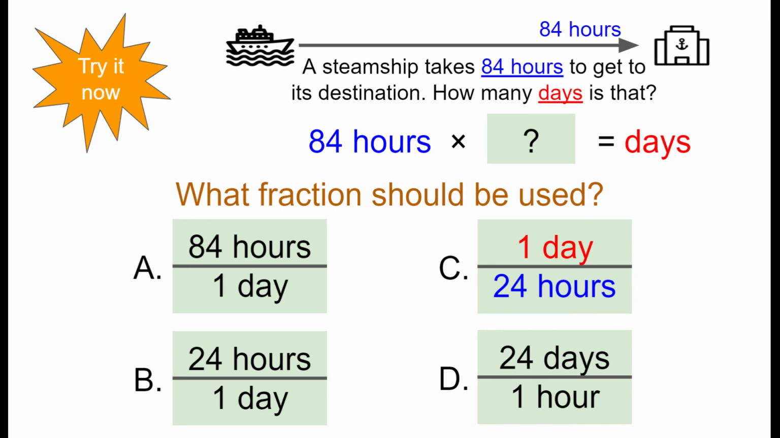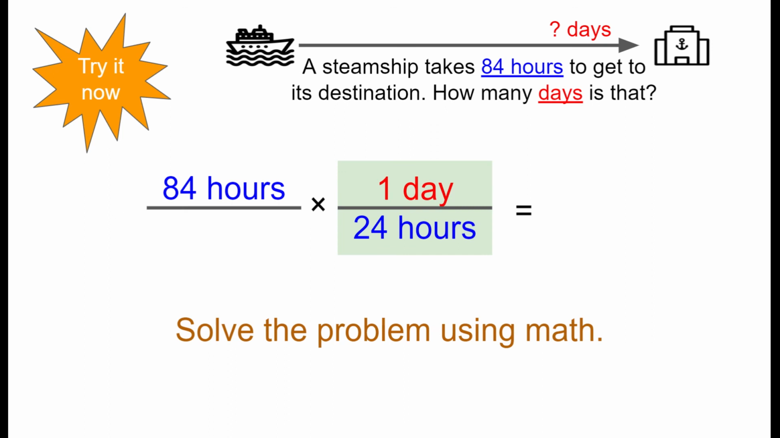In option A, the numerator is not equal to the denominator. Option D, it looks like the numerator equals the denominator, but the units are in the wrong place. Option B, the numerator is equal to the denominator, but the fraction's upside down. So we should be using option C. Now the next step. Solve the problem.